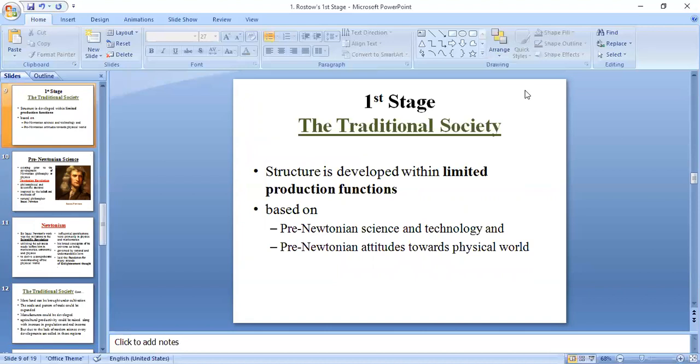Traditional society in the sense that the structure is developed within limited production functions and based on pre-Newtonian science. That particular society is not much aware of Newtonian or modern science, so it is fully based on pre-Newtonian science and technology. They will be using traditional technologies, or a traditional way of living. So they are not adopting new or modern technologies for further or efficient improvement and productivity.